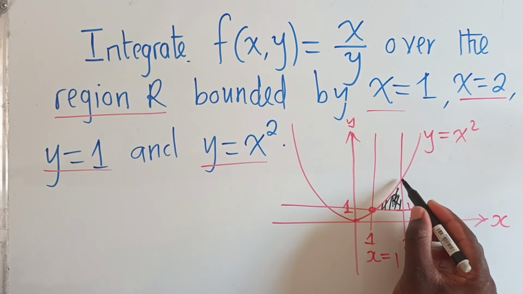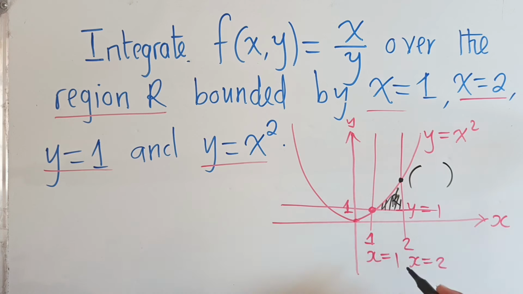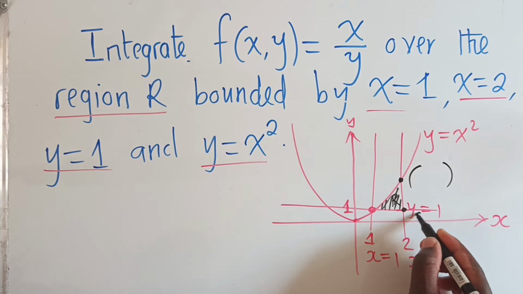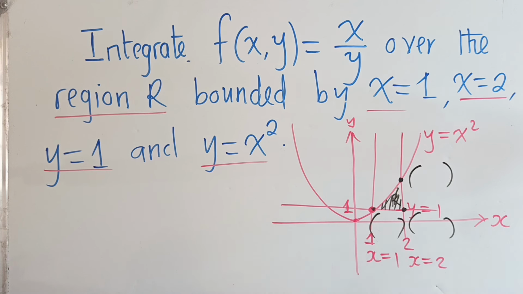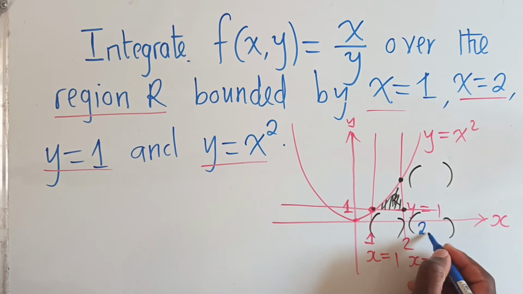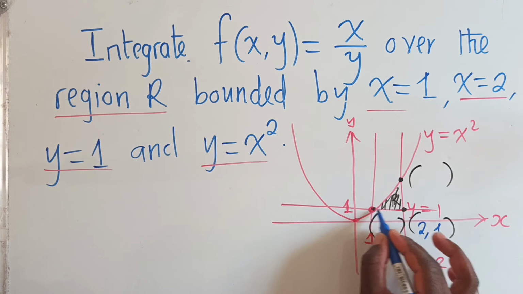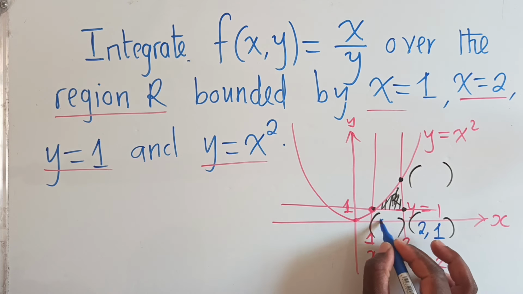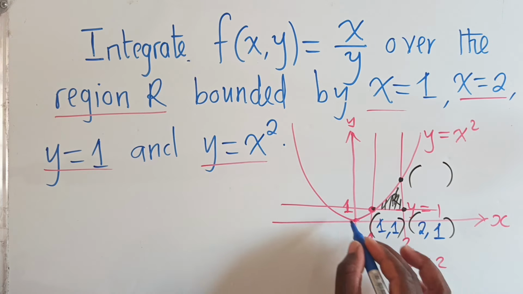After knowing the equations, it's important that you know the coordinates, the meeting points, here and here. There are 3 meeting points. For this one, we can say it's (2, 1). So this is (2, 1). This one is (1, 1). You can see this is (1, 1).